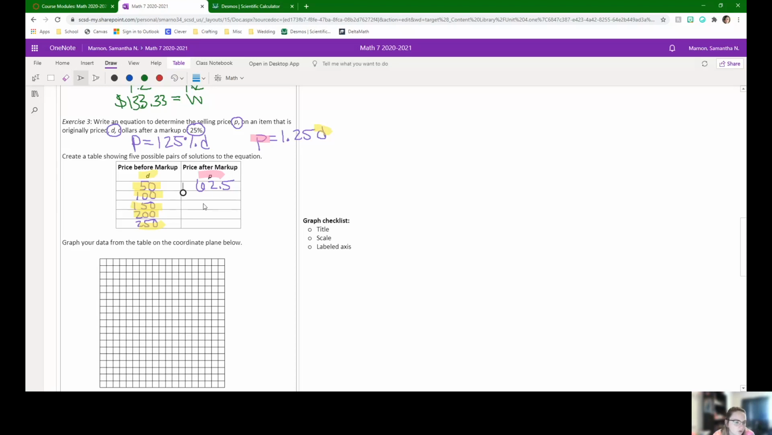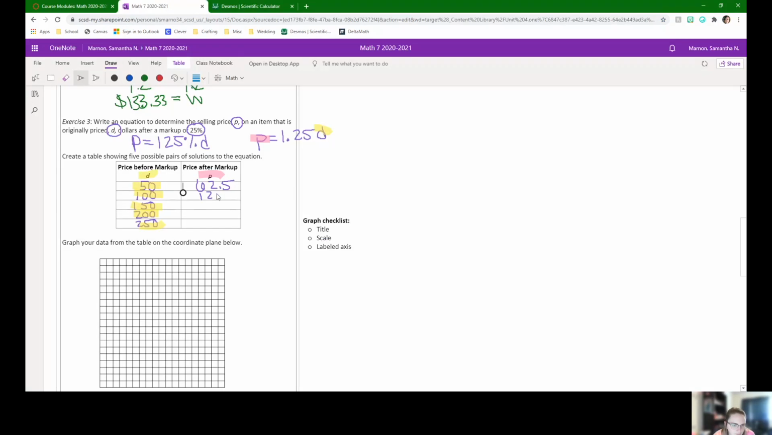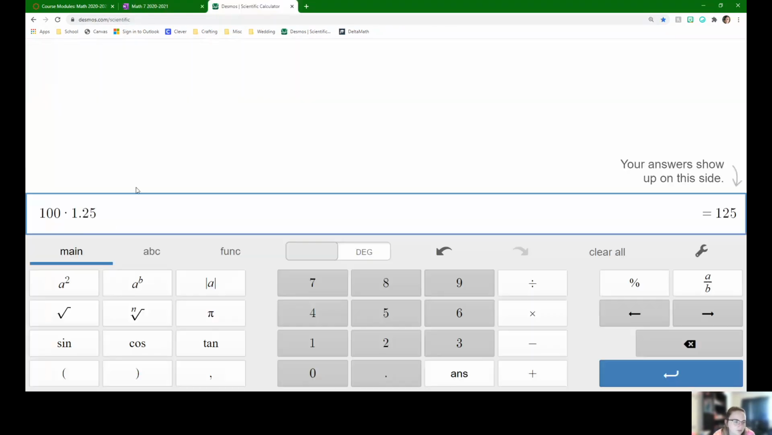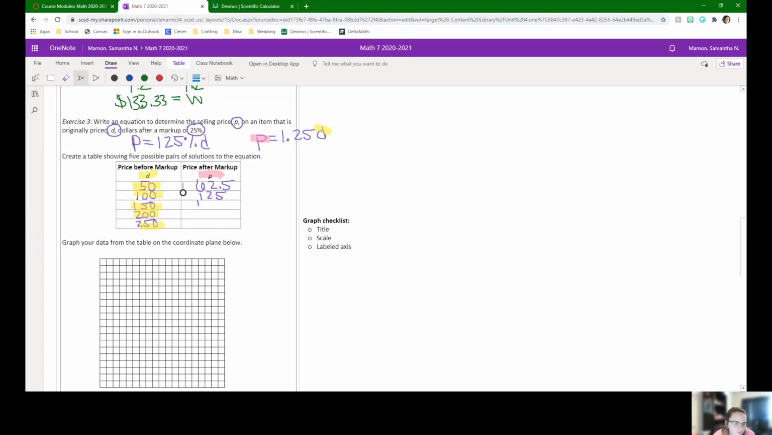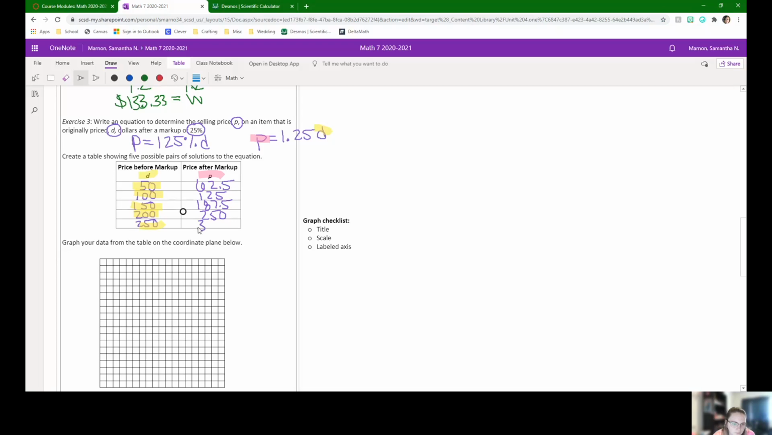You can do this over and over again, just replacing this number. So now if I want 100, we get 125. You can change it to 150 and get 187.5. 200, it's going to be 250. And then let's just check 250, 312.5. So those are all of our prices after the markup. So we can see it went up 25% for all of these.